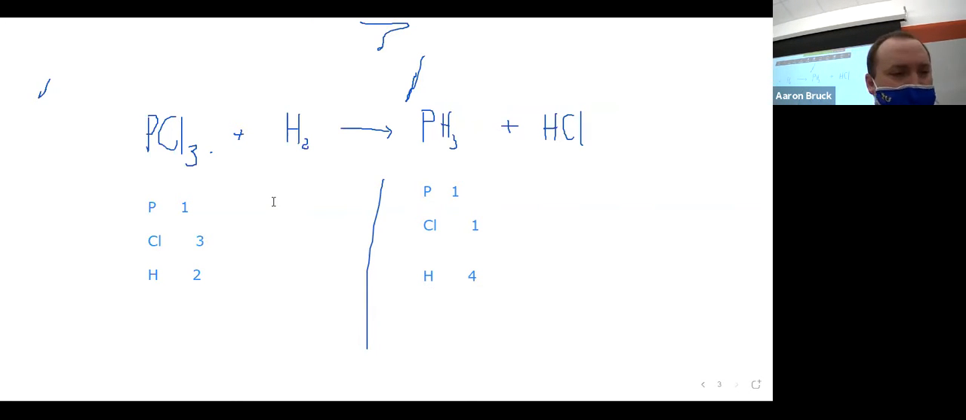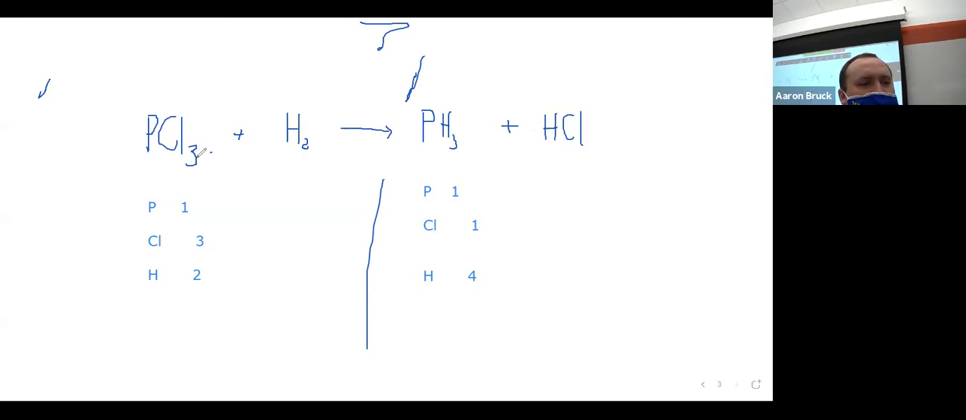Chlorine and hydrogen are not. Now, if we follow our rules, we know that the chlorine is going to be the one that we attack first. And the reason we attack the chlorine first is because it's not hydrogen. Hydrogen is in multiple products. We're going to try to avoid balancing it until the very end and hope that everything kind of works out.